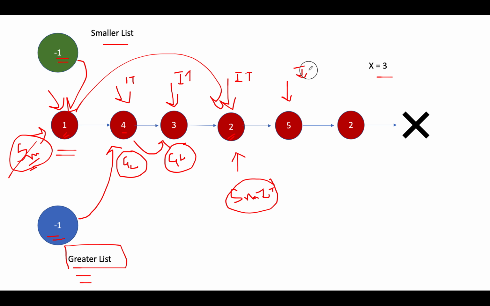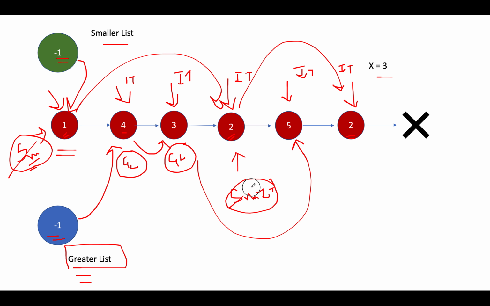And let's move on to the next iteration. It is pointing to 5. The value is greater. That means we need to move the greater list pointer. The greater list pointer points here. And let's move on to the next iteration, and it points to this position. And what is the value? The value is 2, which is lower than x. So we'll move the small list pointer. So the small list pointer gets here, and this gets updated to this point.